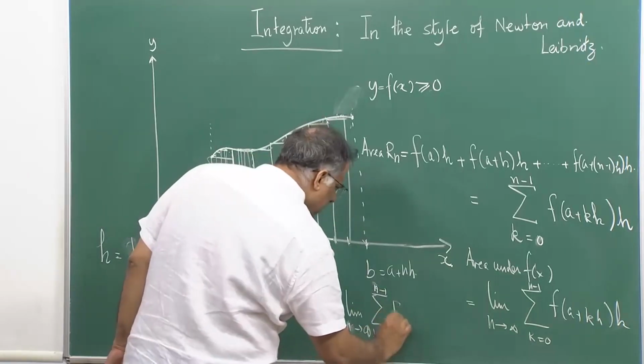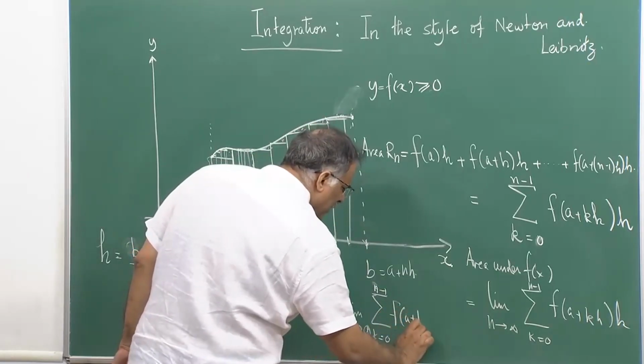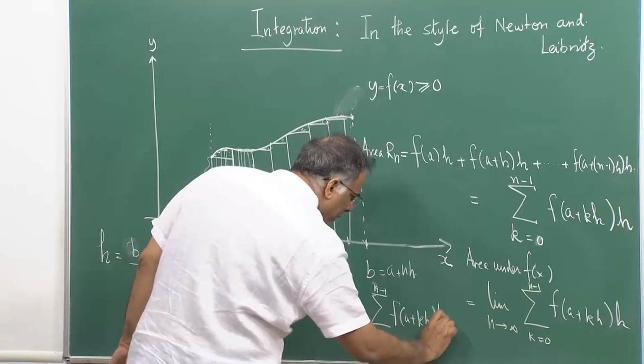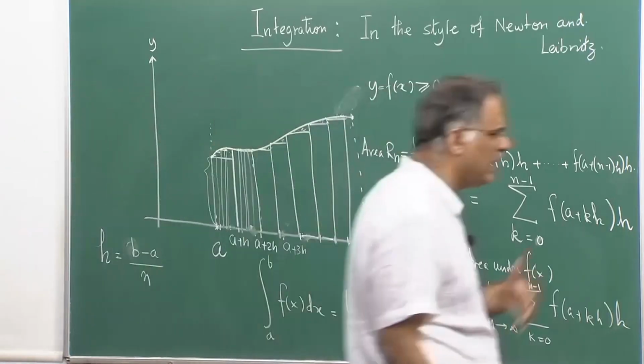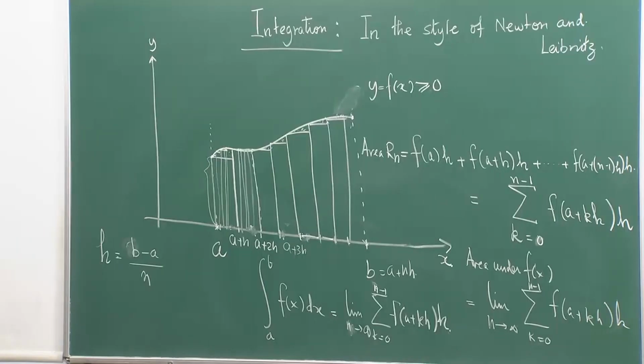So this is f of a plus kh into h. This is what we are doing, this is what we have, this is the definition of the integral. Now I can get back the same ideas in a slightly different way. Some people would say, okay, let us do something else.